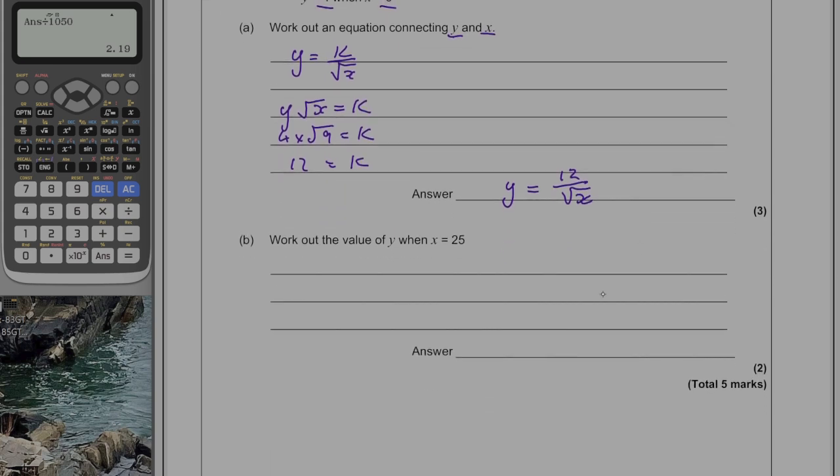Work out the value of y when x is equal to 25. So y would be equal to 12 divided by the square root of 25, which would be 12 divided by 5, which would be 2 and 2/5, or 2.4. 2 and 2/5 would be absolutely fine there.